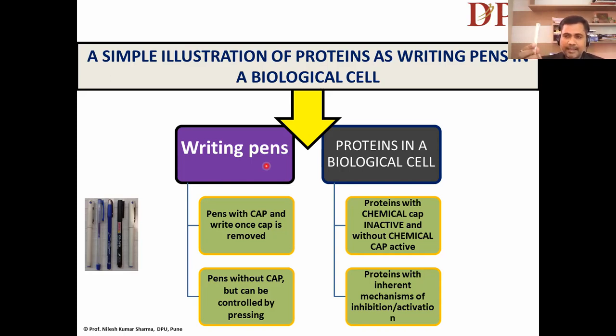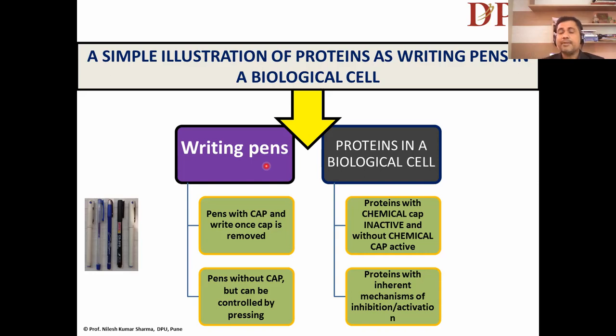Interestingly, in comparison to this pen, which works with the help of a cap, if you look at this other pen, there is no cap. So this writing pen has another mechanism. By pressing, we can allow the pen to write.